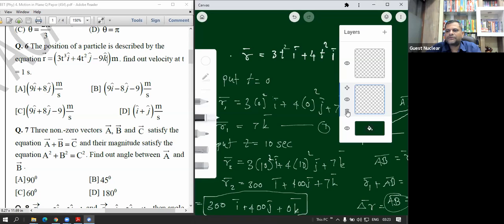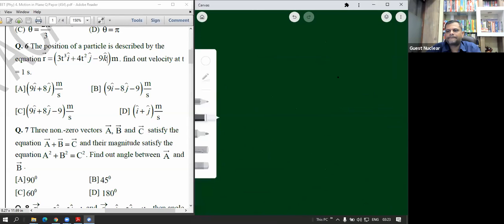तो R bar जो दिया हुआ है, देखो ठीक से, R bar is given here, that is 3t cube I bar plus 4t square into J bar minus 9 times of K bar. So velocity कैसे निकालते हैं? Velocity is nothing but the rate of change of displacement. So that means we will have to find out the derivative of this displacement vector.